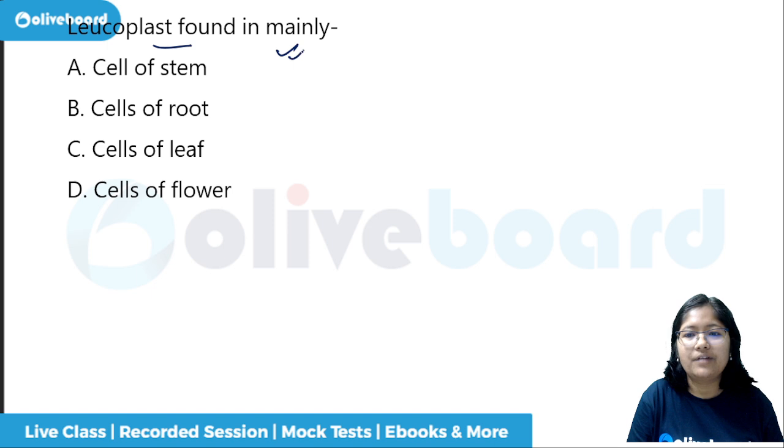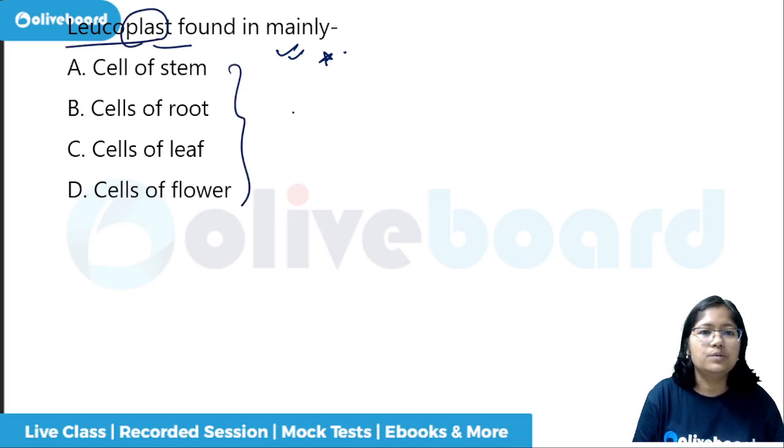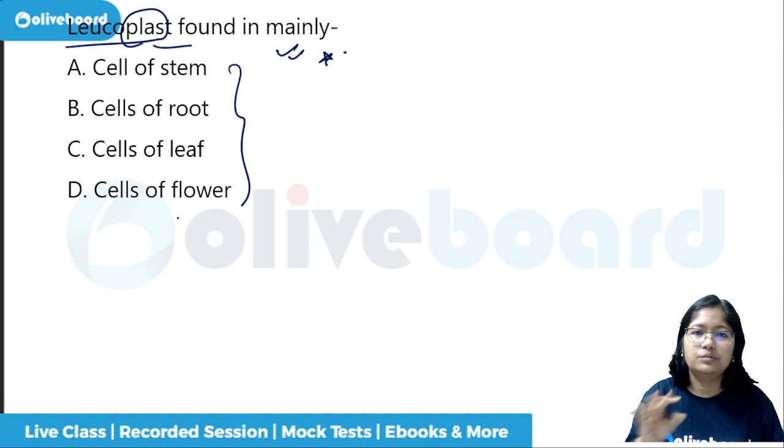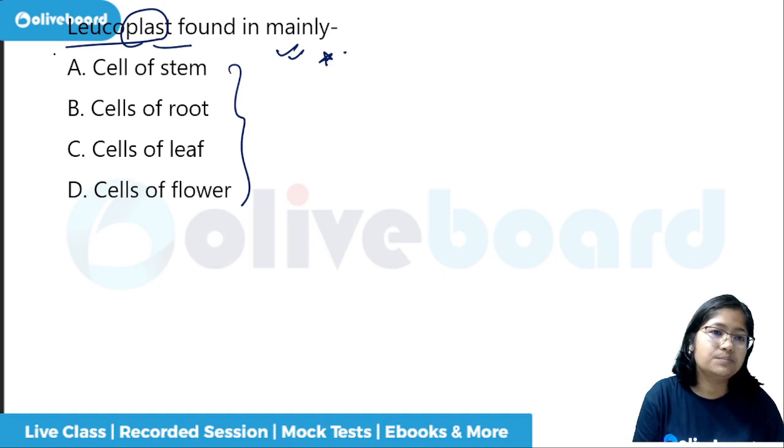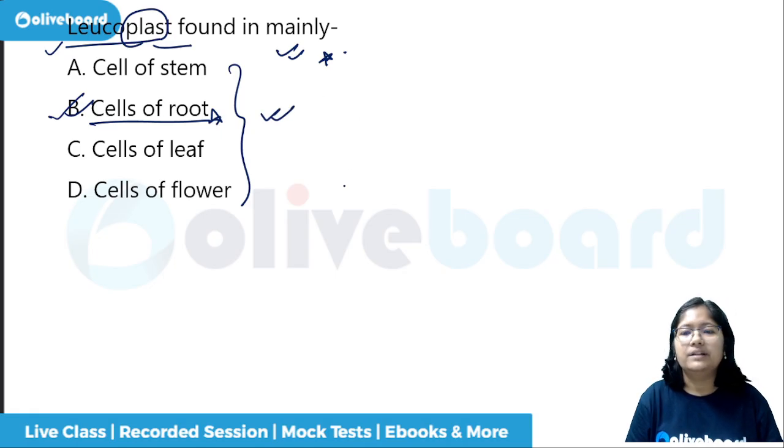Where are the leucoplasts mainly found? The options they have given are plants only, so you cannot eliminate the animal ones because animals have leucoplasts, but all the options are plants. So they are found in the cells of the root. In the root cells, normally you will find the leucoplast. So B is the correct answer.